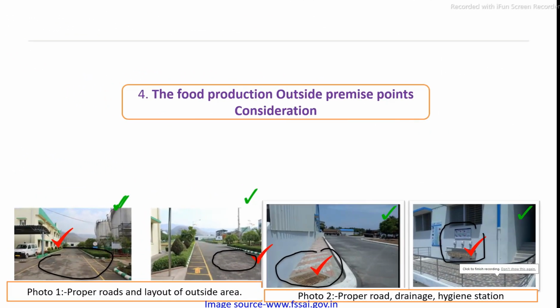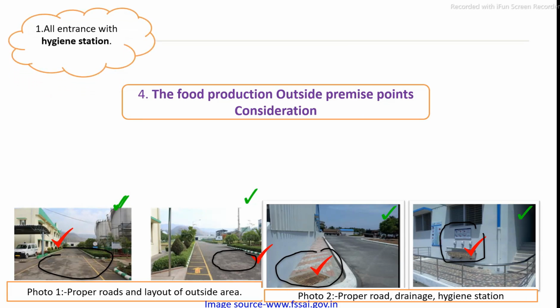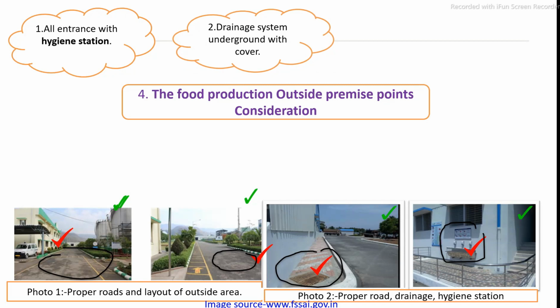The next point is that the outside premises of the food processing industry must also consider some points. You can see in this photo the main points that should be considered. First, all entrances should have a hygienic station, that means at the entrance of the food processing industry there should be the provision of a proper hygienic station point. Then the drainage system should be underground with cover; whatever the drainage system of the outside area, it should be properly underground with the proper slope and properly covered.